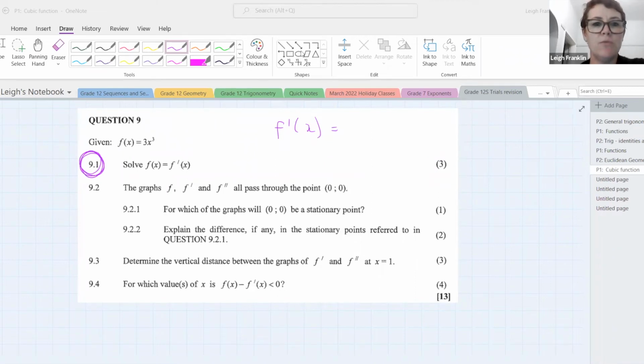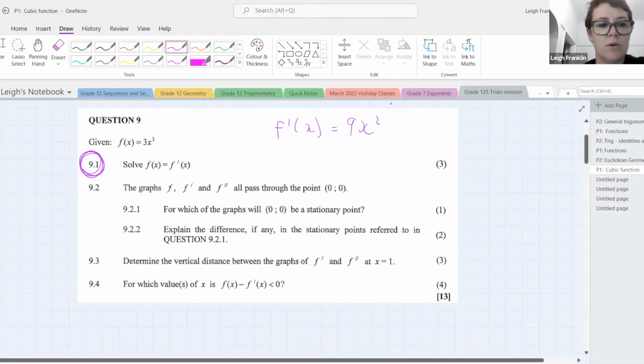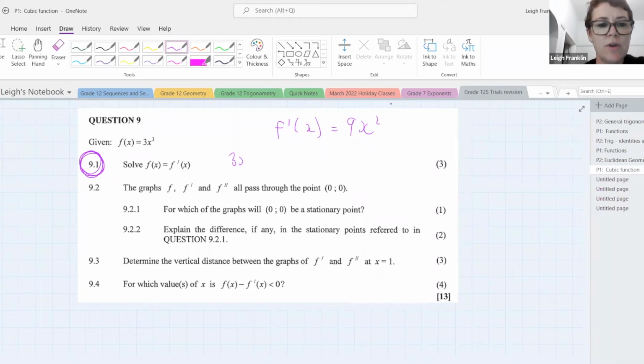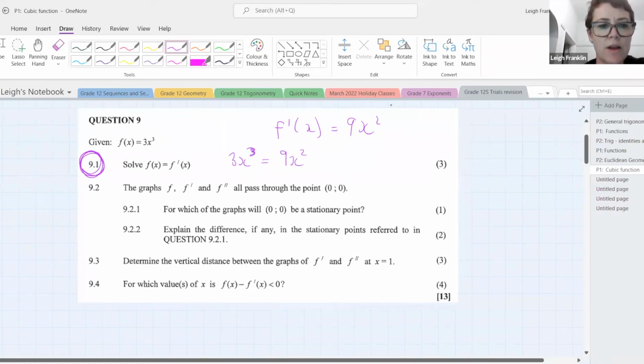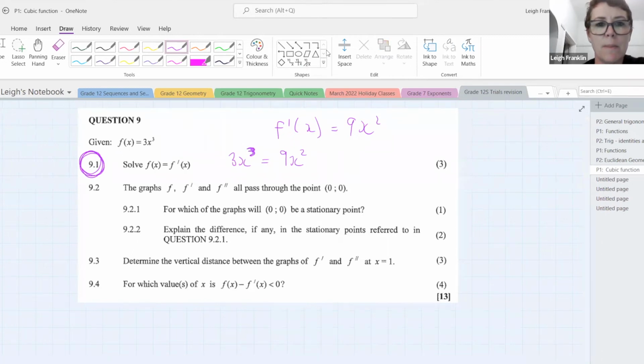Now Mbongeni, you've made a little mistake because you've said that 3 times 3 is 6. 3 times 3 is? There we go. So f prime x is 9x squared. If we're solving for this, we are taking 3x cubed and making it equal to 9x squared. That's it. Quite right, Cassandra. Off you guys go, and you're going to solve that equation. Okay, good, Alrina.